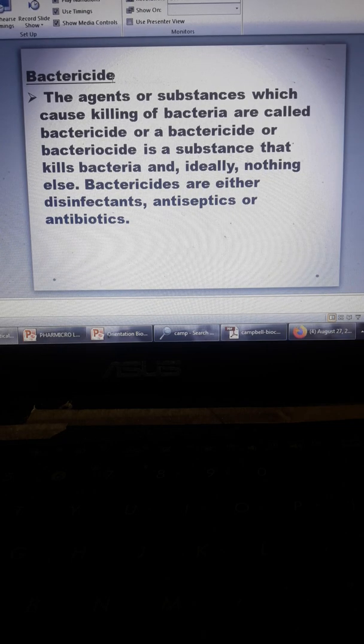Next, we get the term bactericide. When you say antiseptic, it is just inhibiting the growth of the bacteria. Bactericide is an agent used to kill the bacteria already. A bactericide or bacteriocide is a substance that kills bacteria and ideally nothing else. Bactericides are either disinfectants, antiseptics or antibiotics, but usually bactericides are killing. There are other antiseptics that are just inhibiting the growth; by inhibiting the growth, they cannot really kill the bacteria.